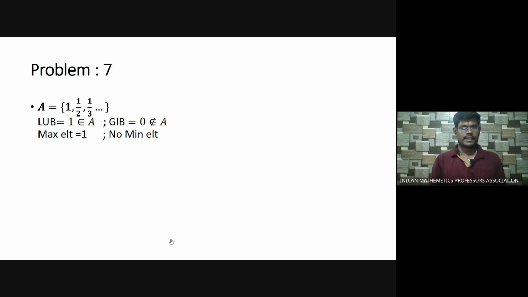Here we have a set A equal to 1 comma 1 by 2 comma 1 by 3, and so on. In this case, the least upper bound 1 exists, and it belongs to our set. The greatest lower bound 0 does not exist here. Then the maximum element is equal to 1 and there is no minimum element. This is bounded below.